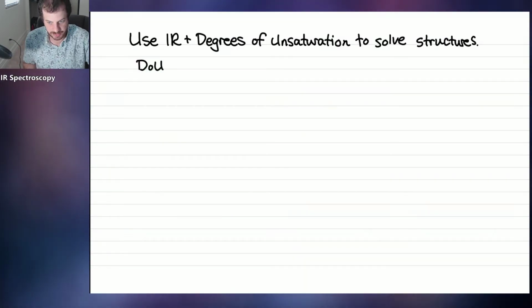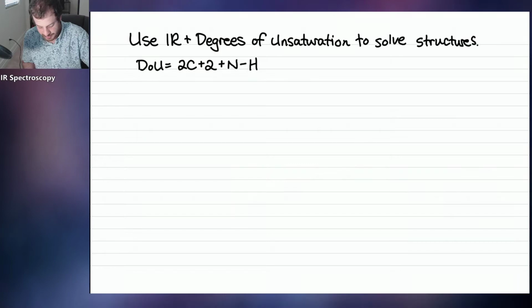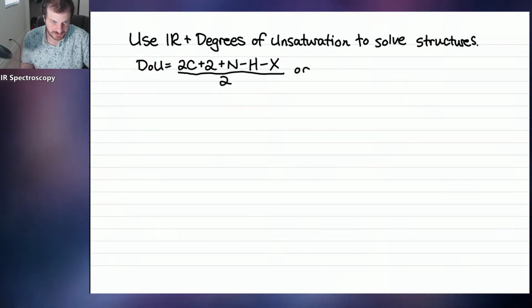So DOU, degrees of unsaturation, is equal to the following formula. 2 times the number of carbons plus 2, plus the number of nitrogens, minus the number of hydrogens, and then minus the number of halogens, which we'll abbreviate as X, all divided by 2. So that's the mathematical way to calculate the degrees of unsaturation. This mathematical way is useful if I give you a chemical formula like C6H12 and so on. You can use the degrees of unsaturation formula to figure out the DOUs of that formula.